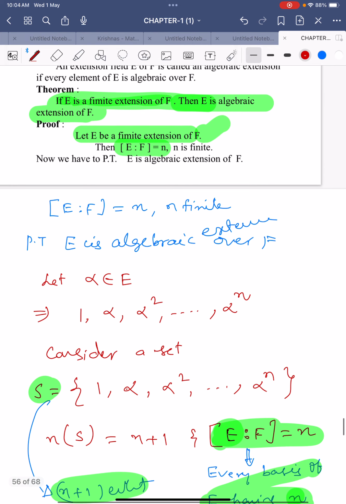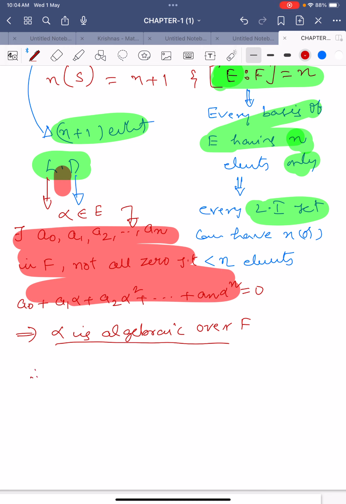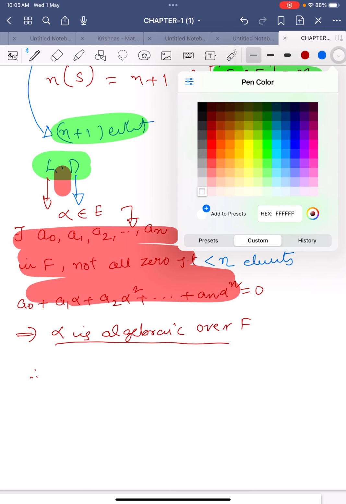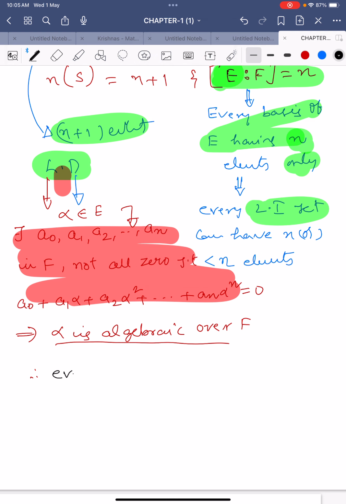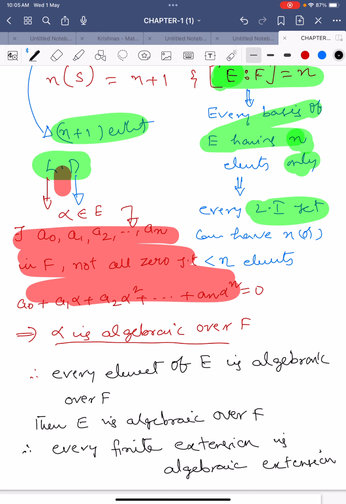You can apply the same theory for every element. We choose arbitrarily an element alpha belongs to capital E. We prove that the same alpha is algebraic over capital F. Therefore, we conclude that every element of capital E is algebraic over capital F. If every element of capital E is algebraic over the field capital F, then what does it mean? Capital E is algebraic over capital F. Therefore, we conclude that every finite extension is algebraic extension. That's it. This completes the proof of our theorem.